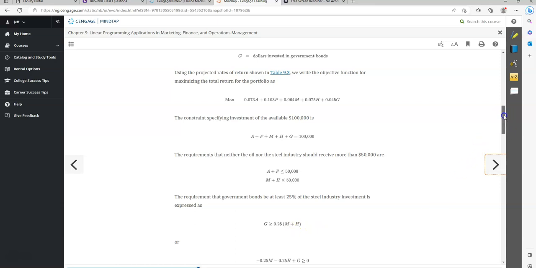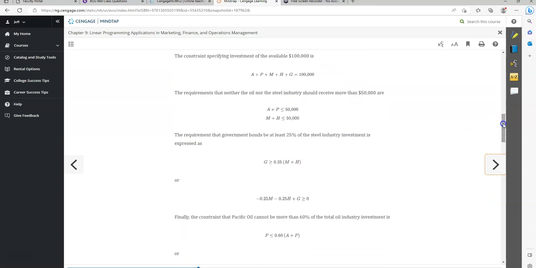And then in order to get that into Excel so that you can consider it as a constraint, notice the 0.25 is distributed to M, it's distributed to H, and then just a little algebra step here: subtract those two terms from the right-hand side, put all the variable terms on the left and set that greater than or equal to 0.